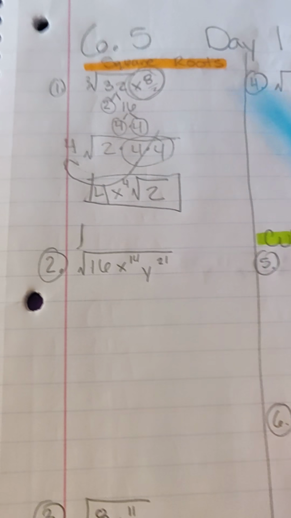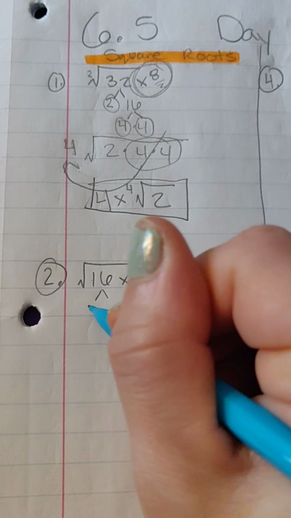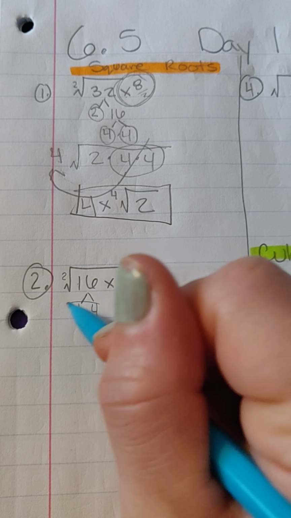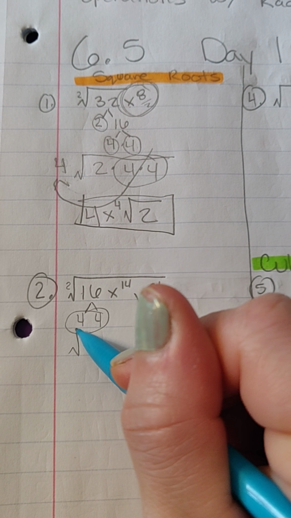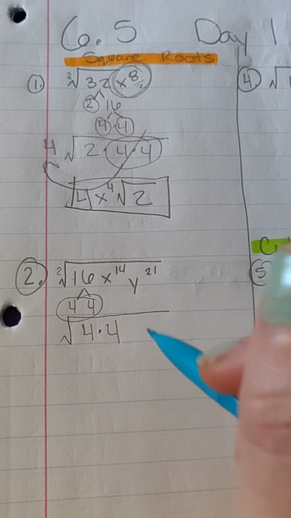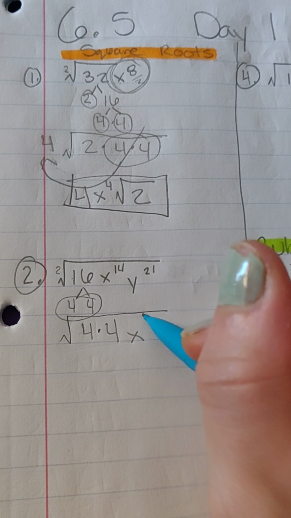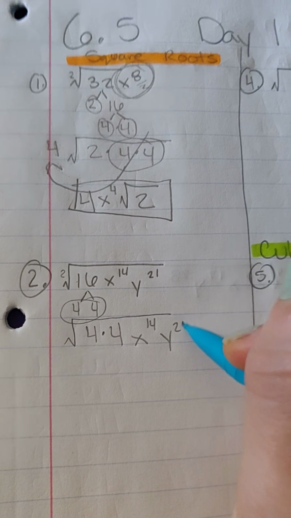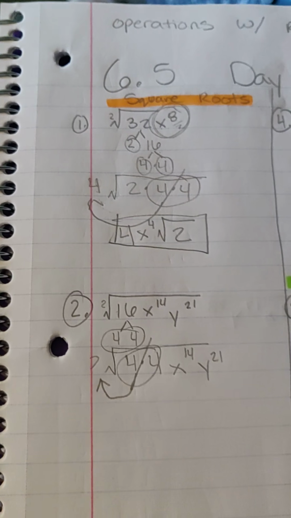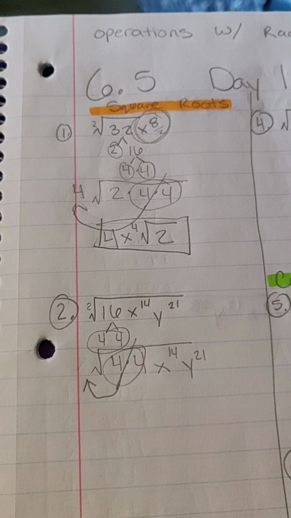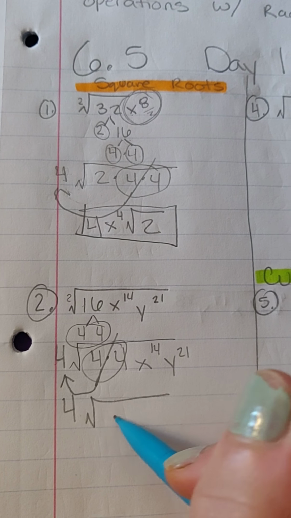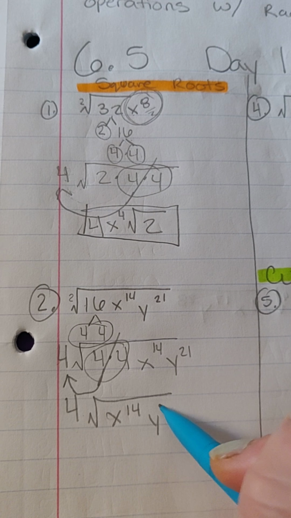Alright, so for the next one, 16 breaks up into 4 and 4. There's our two numbers that are the same. So I've got 4 times 4, and we've got x to the 14th, y to the 21st. These two numbers cancel out and move to the outside. So I'm left with, why do I keep wanting to write a 2? So I'm left with 4 over here. And I've got 4 square root x to the 14th, y to the 21st.